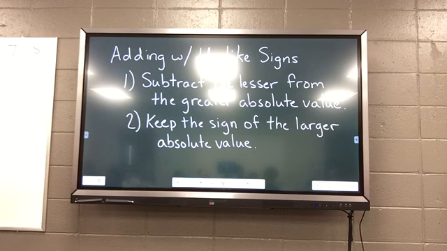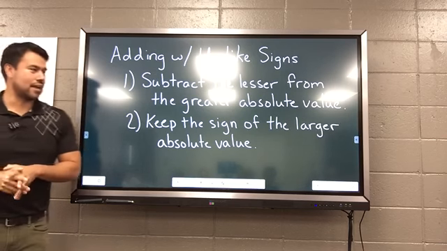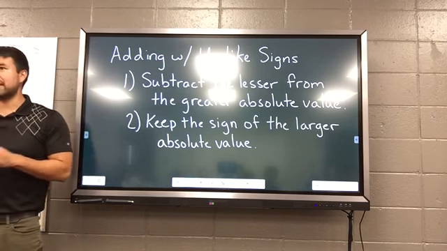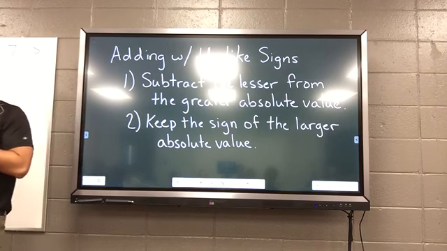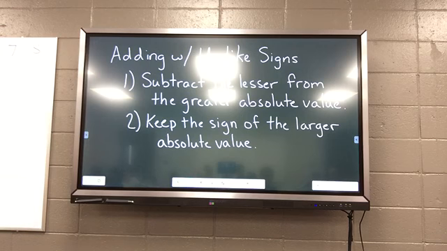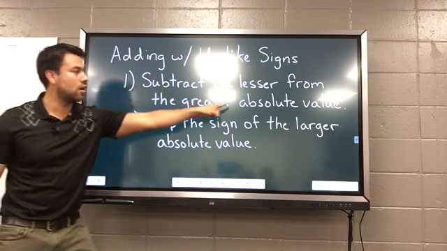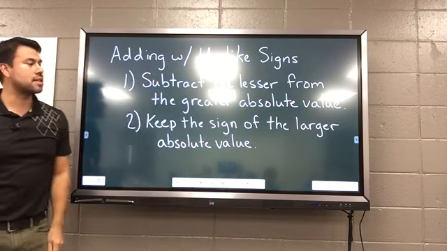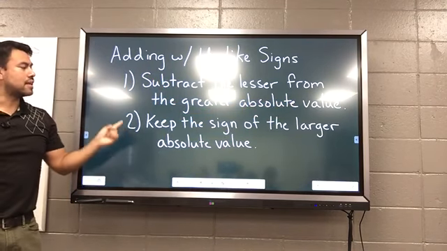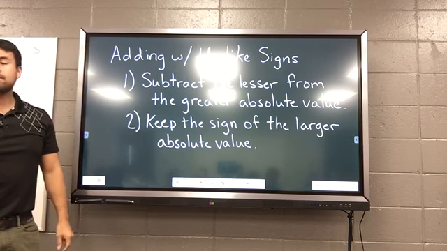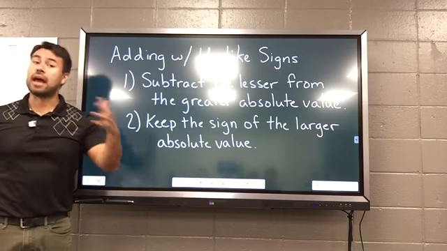And I try to make it as concise as I could. Like, I know it seems like a lot of words, but you really can't put it any simpler than that properly or accurately. You could say things, but they won't actually capture what you're trying to convey. So here, subtract the lesser from the greater absolute value. That's step number 1. And then step number 2, keep the sign of the larger absolute value.